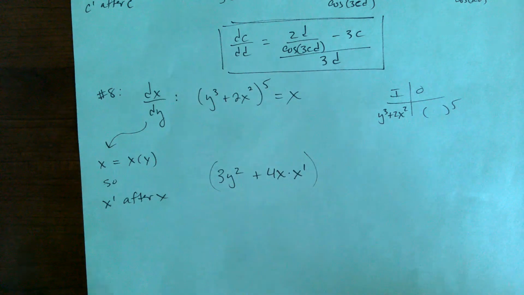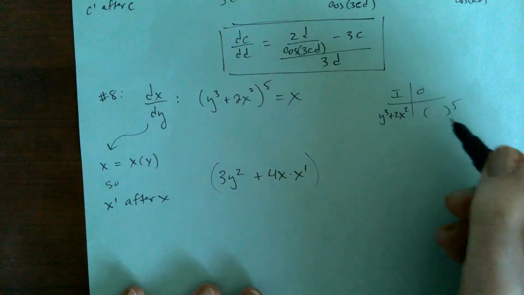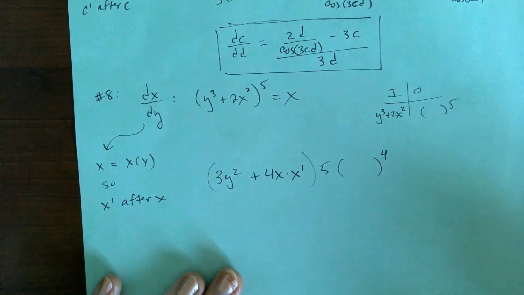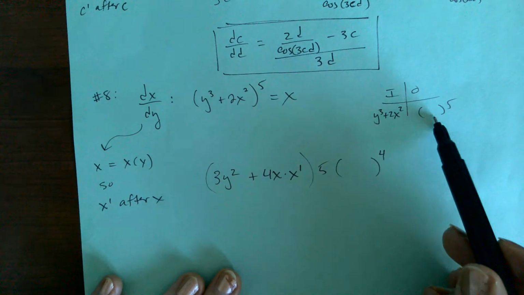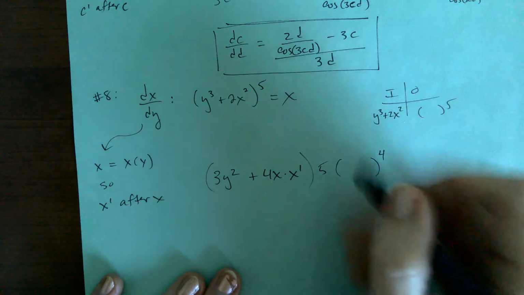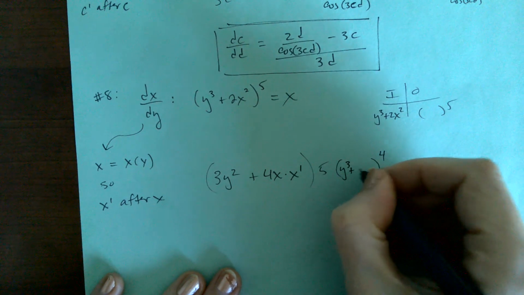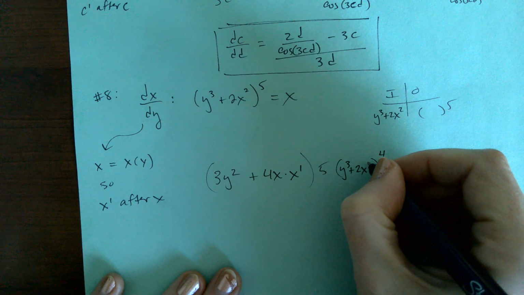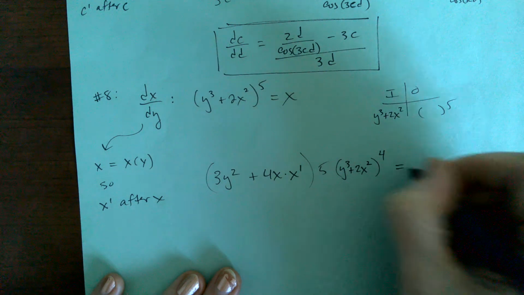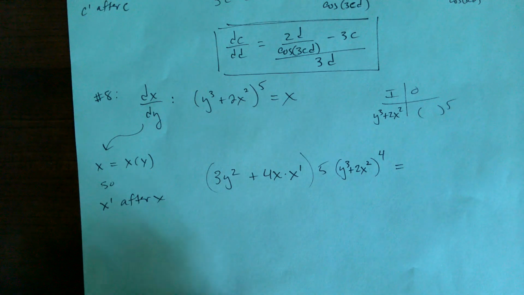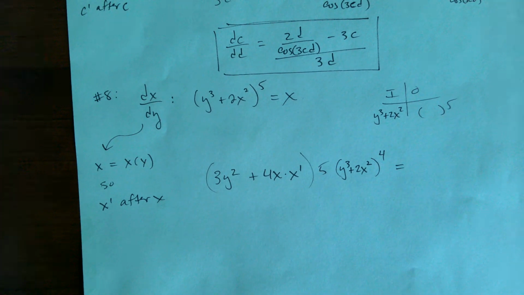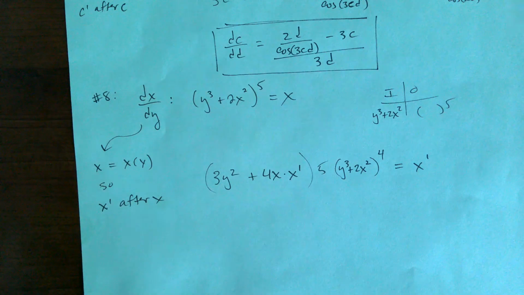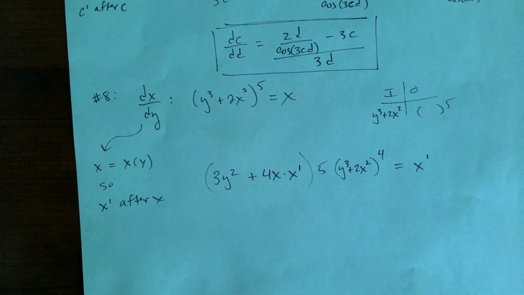Make sure you get parentheses around the derivative of the inside always. And then the derivative of the outside is 5 blank to the fourth. And then what goes back in here is what used to be in there, which is y to the third plus 2x squared, equals, okay, the derivative of x, normal derivative is 1, but we need an x prime after x, an x derivative, so that's going to be x prime.